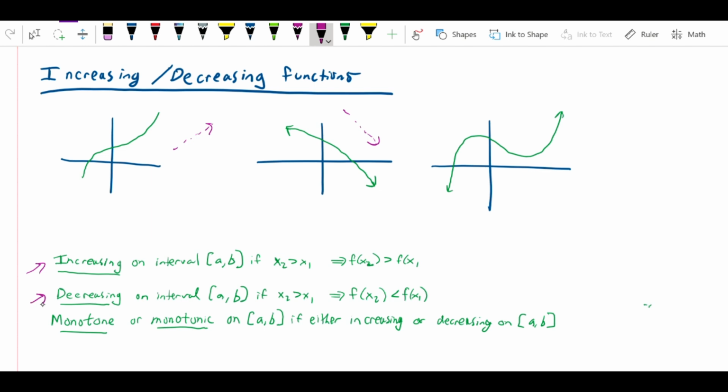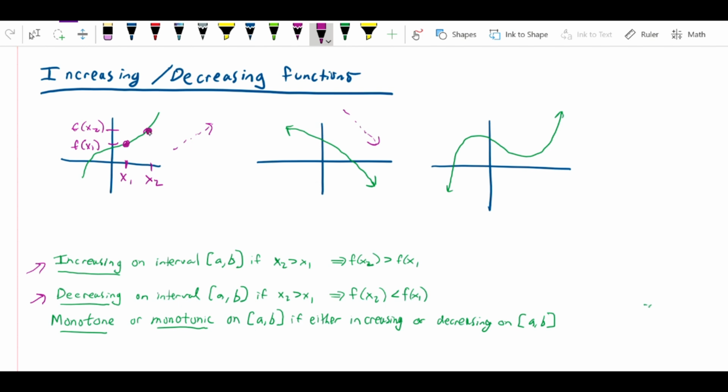So a function is increasing on the interval AB if for all points x1 and x2 in that interval, we can say that if x2 is greater than x1, in other words, if x2 is to the right of x1, then we would expect that f of x2 would be greater than f of x1. That's the formal algebraic definition of an increasing function.